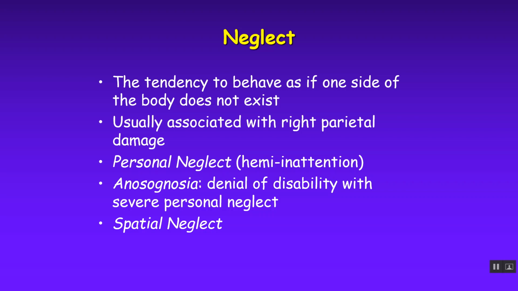It can be so bad that they think that, and this is where we get into the term anosognosia, where they actually deny the disability. They deny that this side of their body is theirs, that they actually think it's somebody else's body. And so you could actually take their arm, put it in front of their face, and say, "This is your arm." And they're like, "No, that's somebody else's."